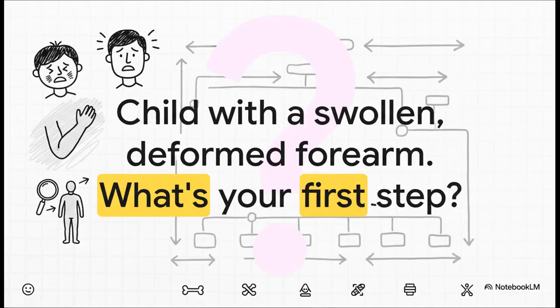Okay, so picture this. You walk into a room, and there's a 7-year-old who took a tumble off the monkey bars. He's crying, holding his arm, and it looks wrong. It's swollen, it's bent in a way it shouldn't be. Mom and dad are looking at you. So where do you even start? The answer is always with your assessment. That first step sets the stage for everything else you're going to do.